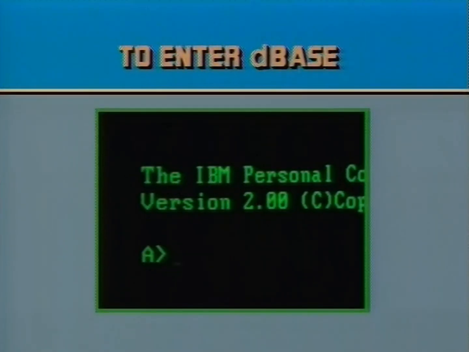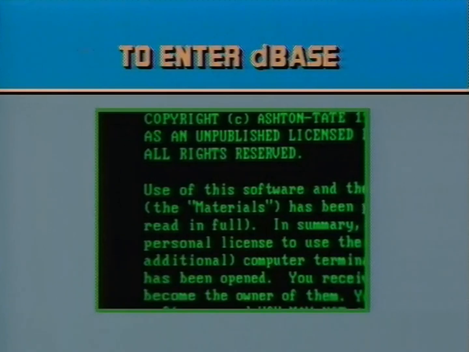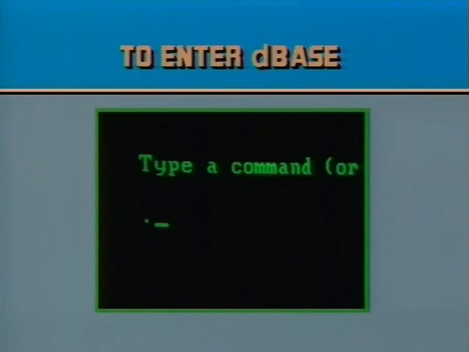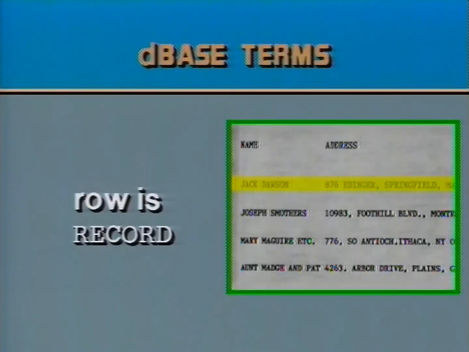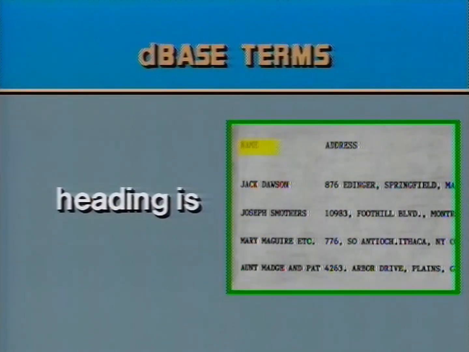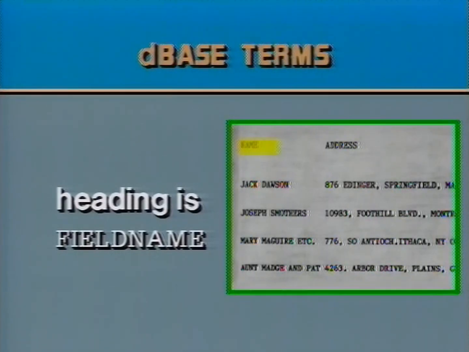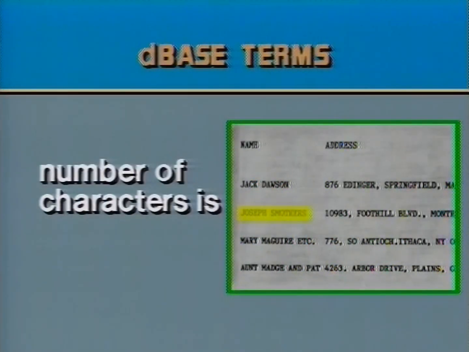First, you have to have dBASE up on your machine. Type dBASE after the operating system prompt. When dBASE has loaded, you'll see a dot prompt. This is the signal that dBASE is ready. Now comes the organization of the data itself. A dBASE database consists of rows and columns. Each row is a record. Each column is a field. Each column heading is a field name, and the number of characters in the field is the field width.